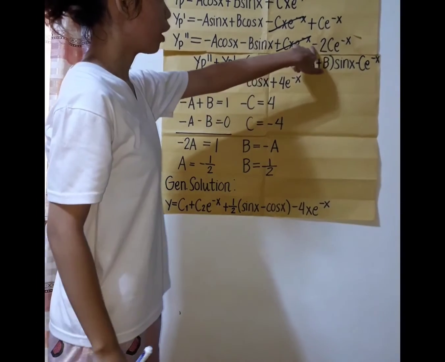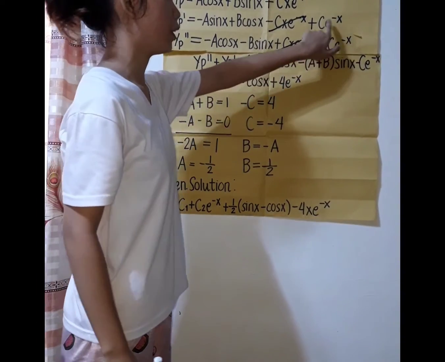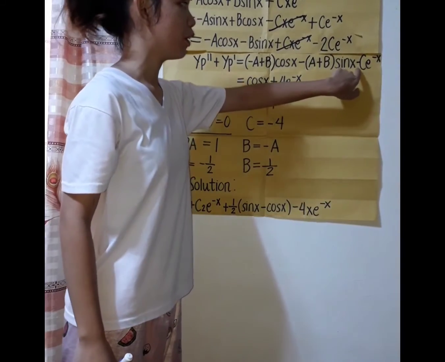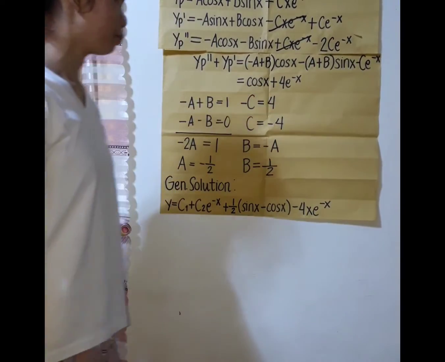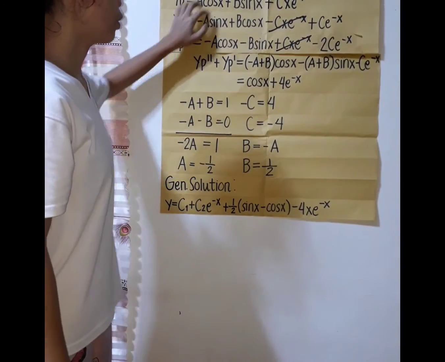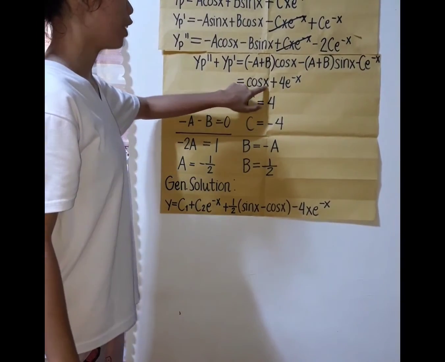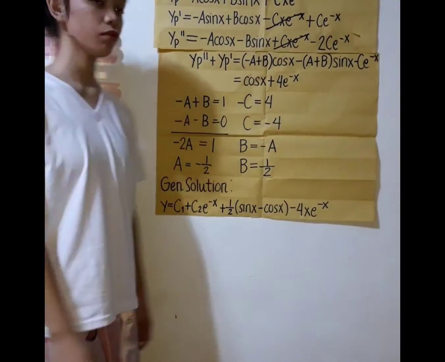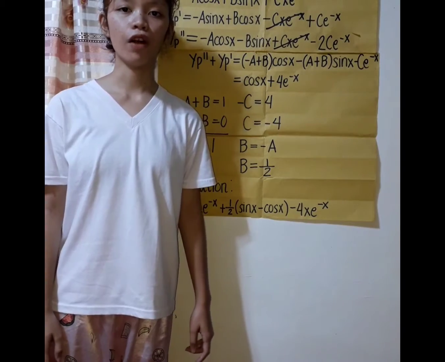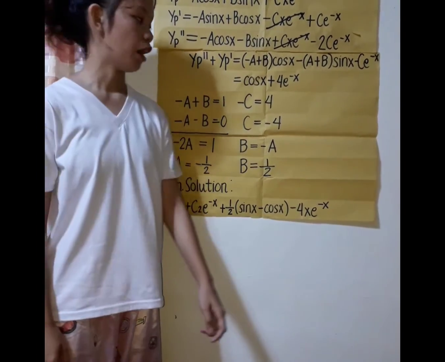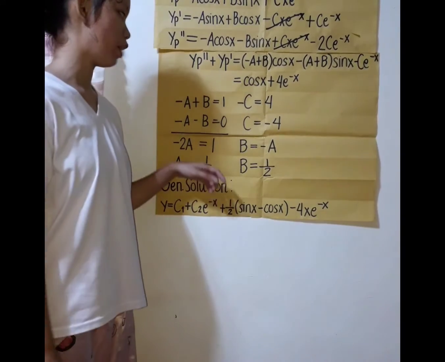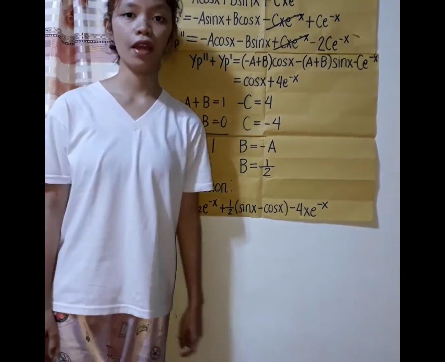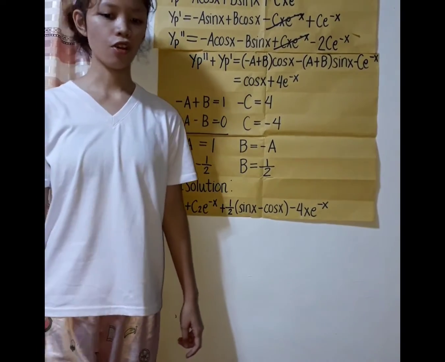At ito naman, negative 2ce raised to x plus ce raised to negative x ay magiging negative ce raised to x na lang siya. So, dahil equals daw siya sa cosine x plus 4e raised to negative x. So, by means of equating the values of a, b, and c, now here is the coefficient of cosine. So, it is negative a plus b equals to 1. So, ibig sabihin, meron na tayong unang equation.